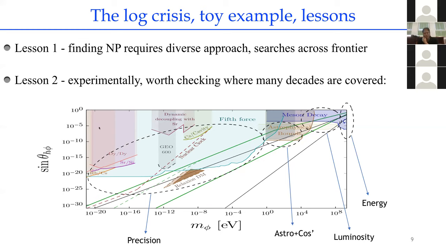So you see now how it links with the title. If we want to find this, we need to do this across frontiers. So I already said that the search requires many decades of energy to be covered. And the first lesson is we need to do this across different frontiers. So this is already different from the way we look for, say, the stop in supersymmetry.